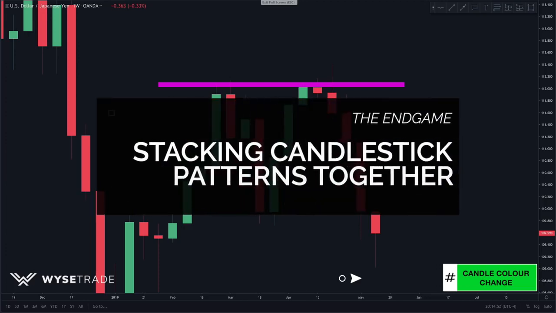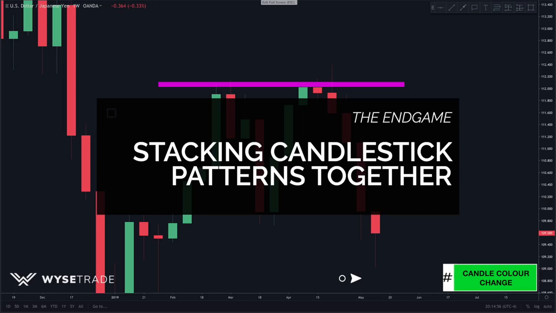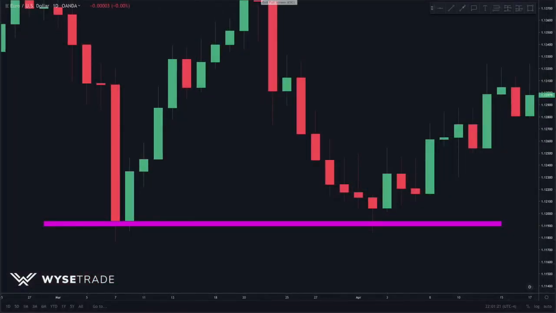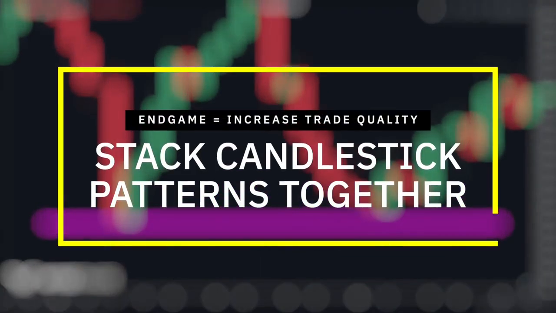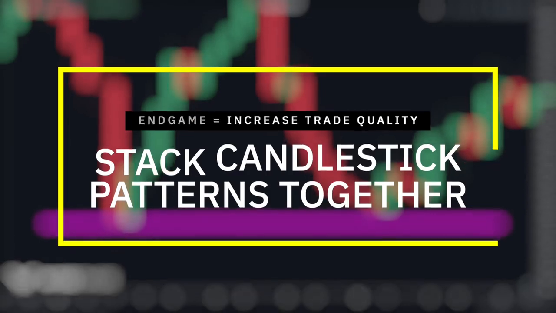This also leads us to our next section, which is combining candlestick patterns together. So let's jump to that. Now, in this section, we put it all together. Just like how we showed you in the previous video how to stack support and resistance traits, you can also stack candle patterns together to increase trade quality.